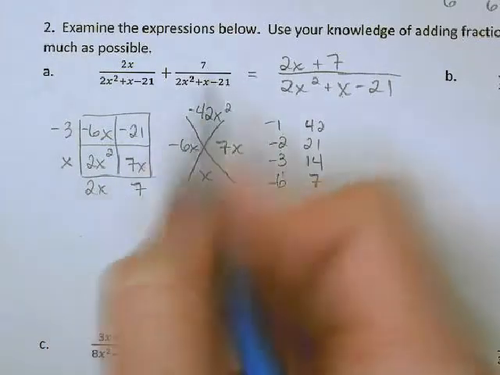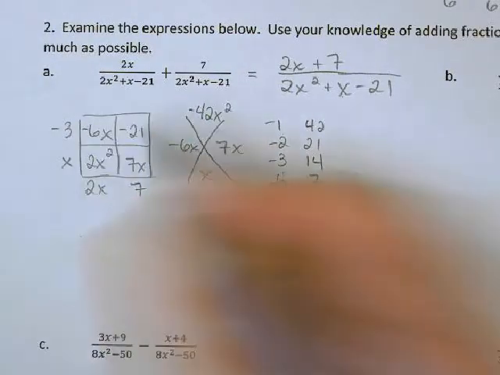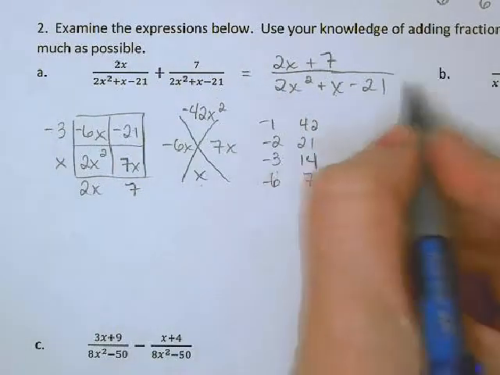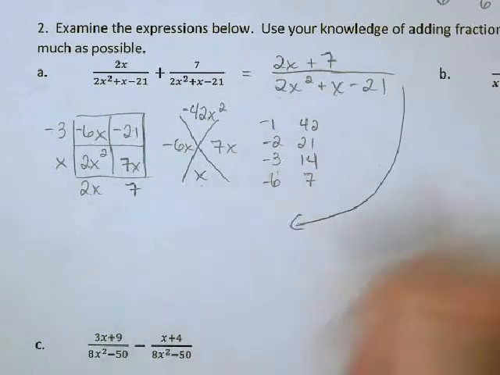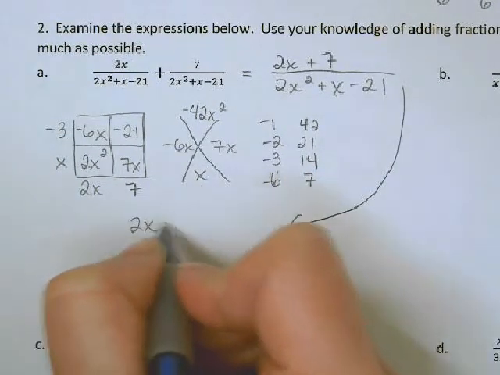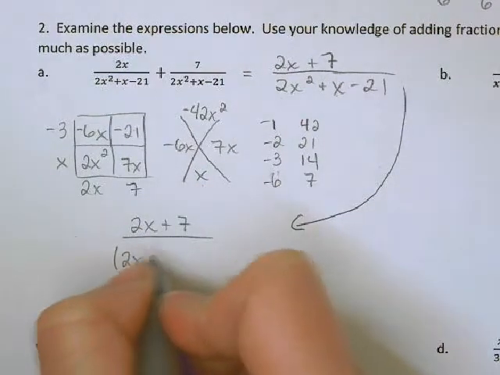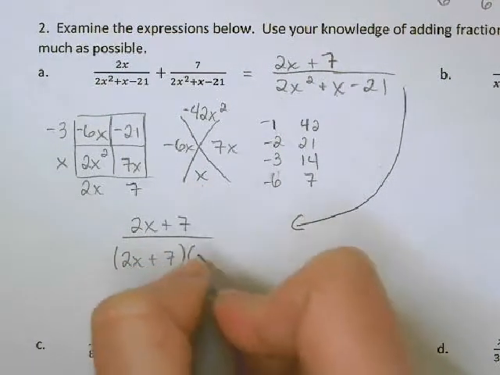And then you always want to double check. 7 times negative 3 gives you negative 21. So this is my bottom part factored, so I'm going to take this down here and rewrite it. Top is still 2x plus 7. And the bottom is 2x plus 7 times x minus 3.